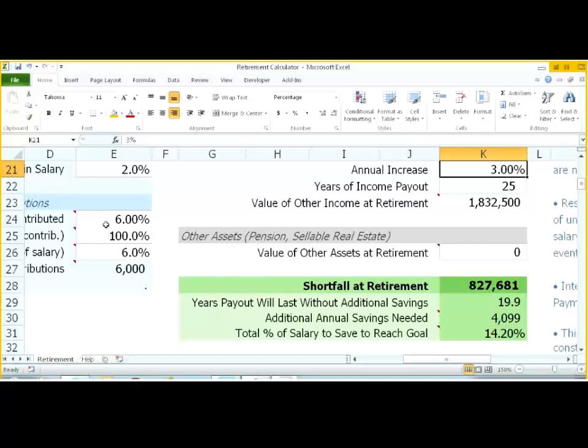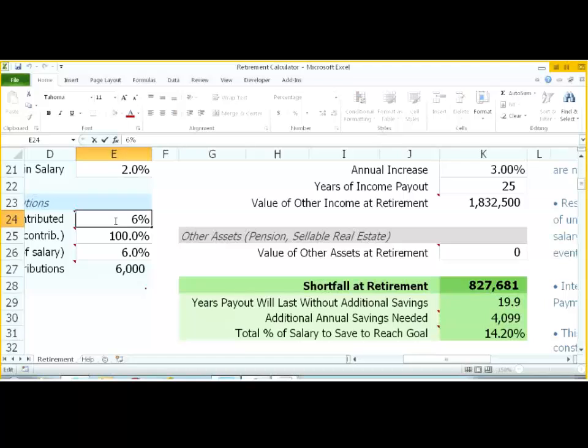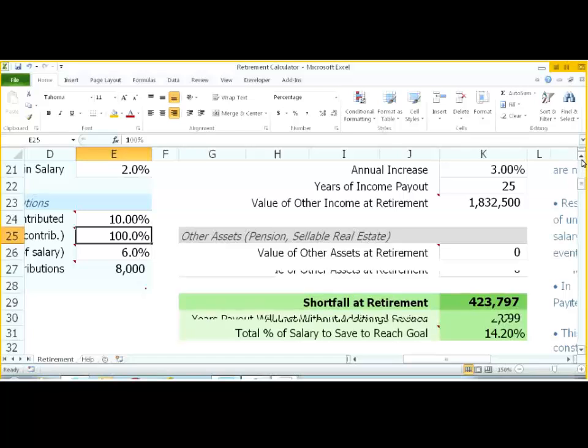Or I might have to save more money. So if I go back over here, instead of saving 6% of my salary, if I save 10%, then I'm only short $423,000. Okay.